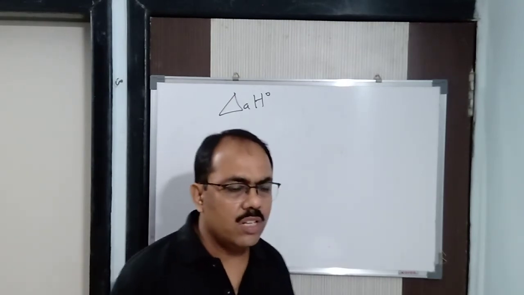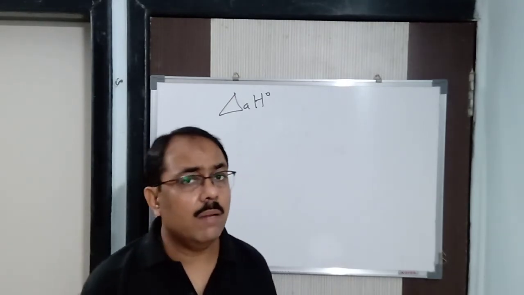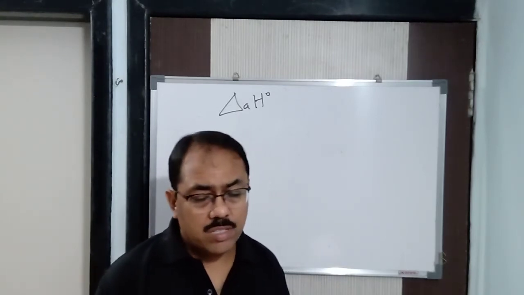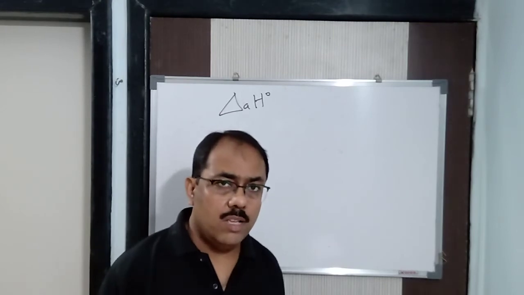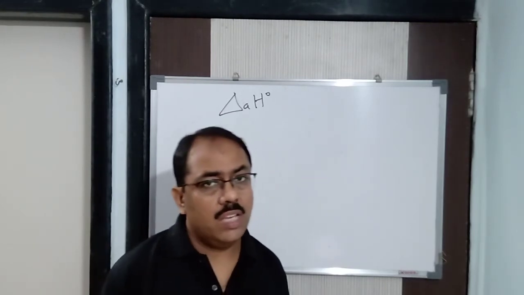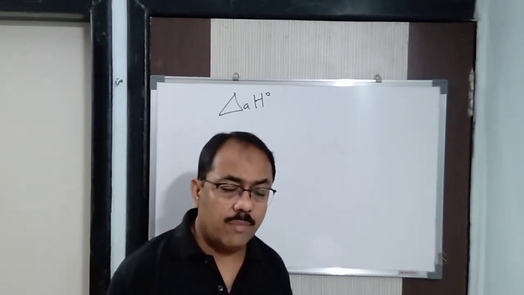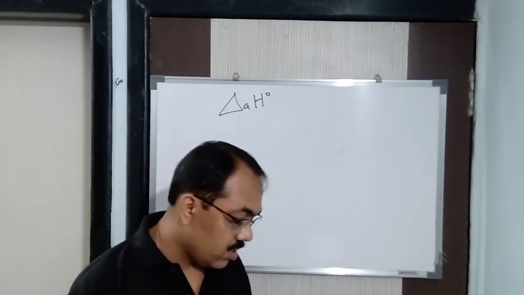Suppose it does not ionize, then what is the enthalpy of ionization? 0. If it does not ionize, for example CCl4, on dissolving in water it does not ionize. So enthalpy of ionization is 0. Methane, when dissolved in water, does not ionize. So enthalpy of ionization is 0. We can say that, for the one which does not ionize.